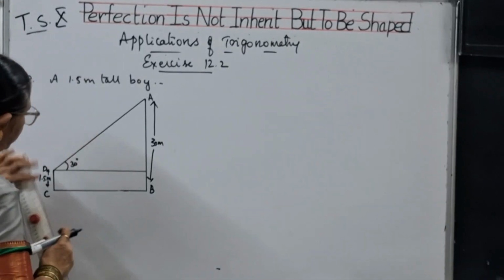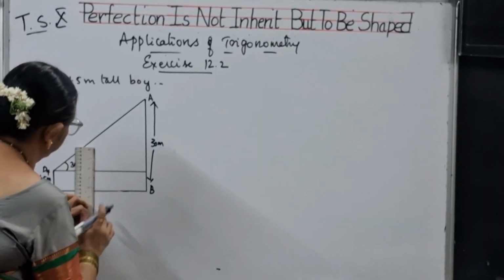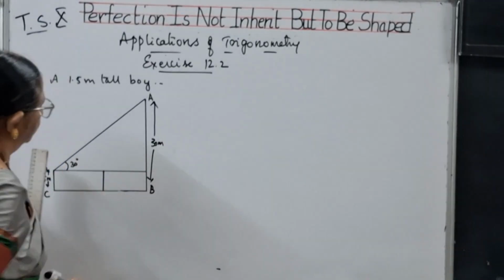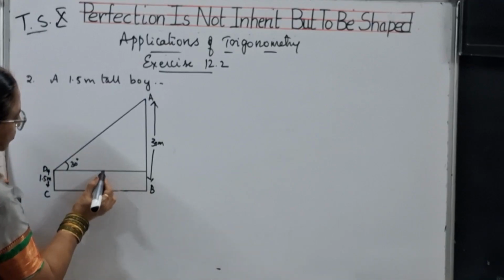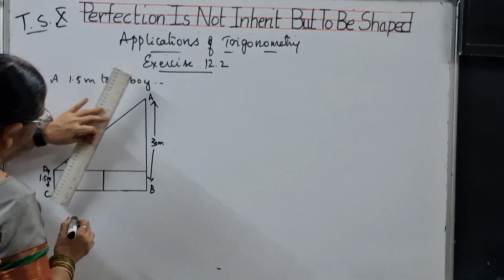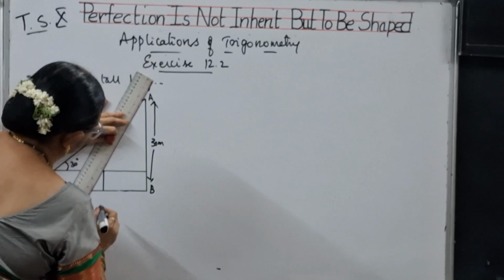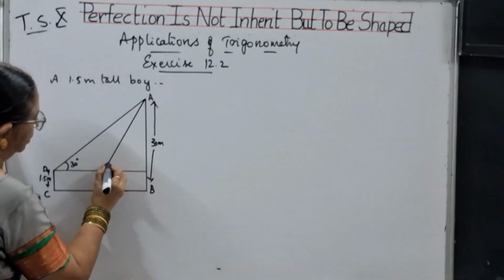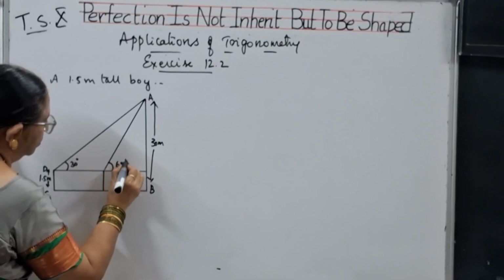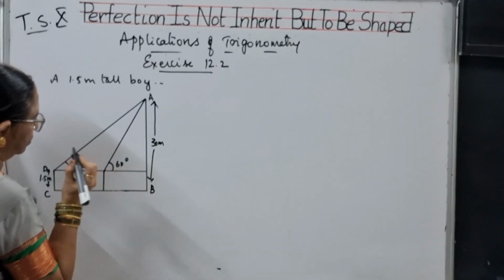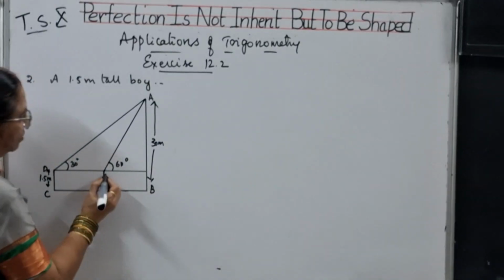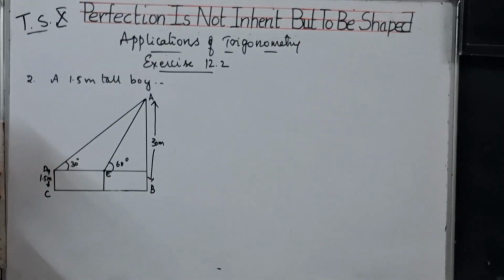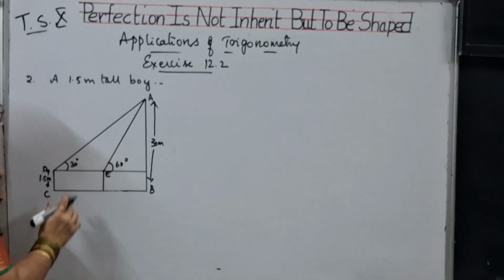And when he has moved here, suppose he has moved from here to here. Then, see, his eye comes here. Now, the angle of elevation is shifted to 60 degrees. Now the question is, how much distance has he traveled? Let me take this point as E. How much distance has he traveled?